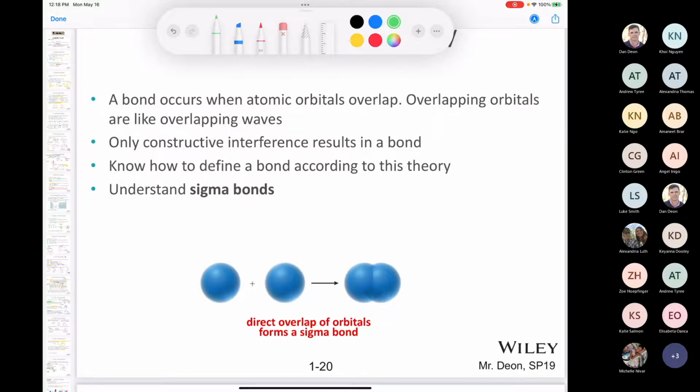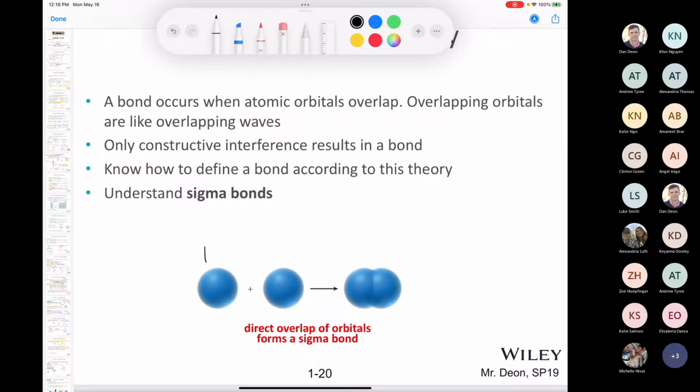If we take two hydrogen atoms, you have a hydrogen with an unpaired electron and another hydrogen with an unpaired electron. When they come together to make a bond, that first bond, or the first bond between any two atoms, is called a sigma bond. So we have a sigma bond here. Anything after a sigma bond, if you have a double bond, the second bond is considered a pi bond.